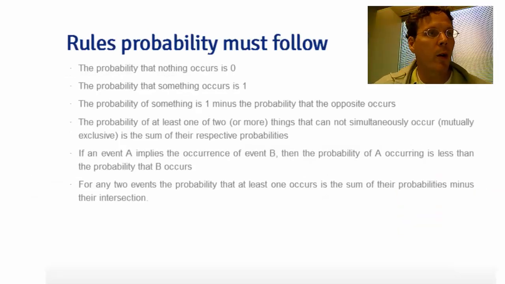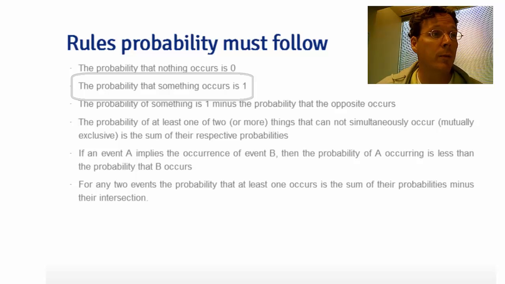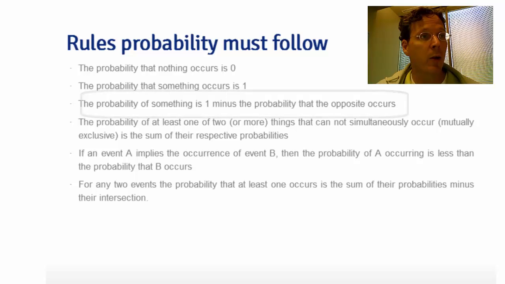Here are some of the rules that probability must follow. Some of them I stated already, and some of them are consequences of what I stated already. The first is the probability that nothing occurs is 0, so you have to roll the die. Something has to occur. You have to get a number. And that's similarly related to the probability that something occurs, that you do get a number, is 1. Something that we intuitively seem to know is that the probability of something is 1 minus the probability that the opposite occurs. So the probability of getting an even number when I roll the die is 1 minus the probability of getting an odd number, because the odd numbers are the opposite of getting an even number in the context of a die.